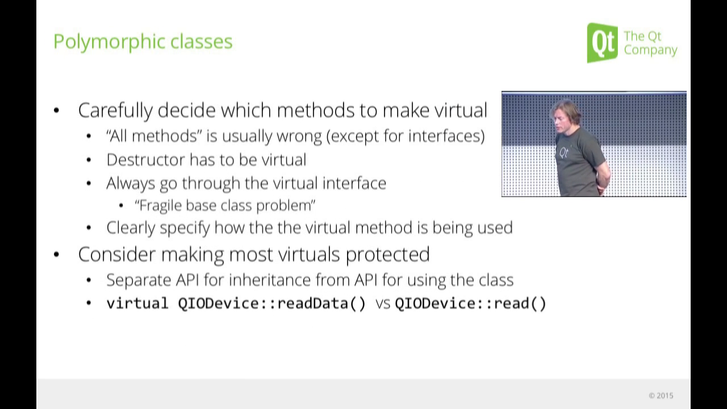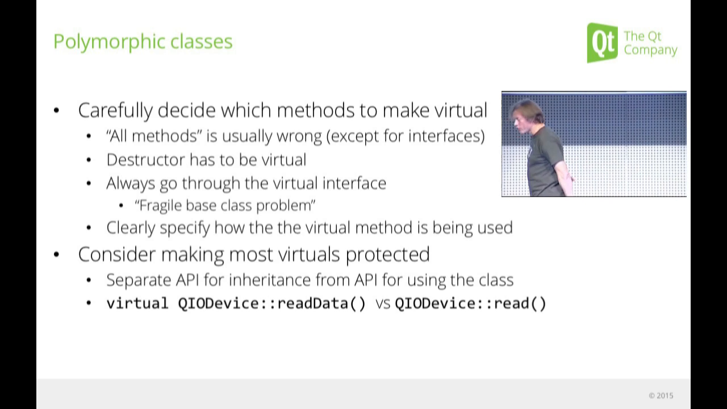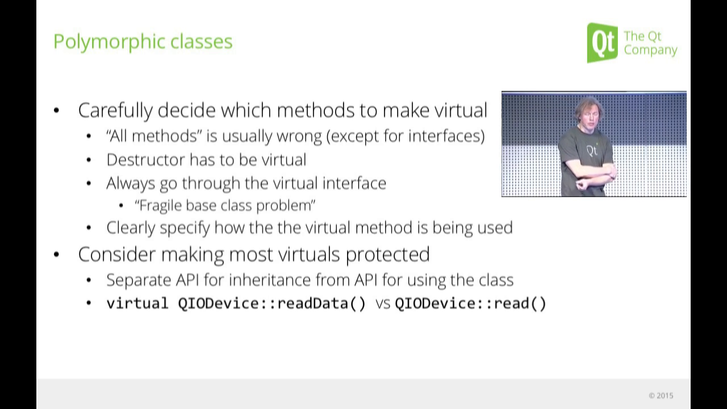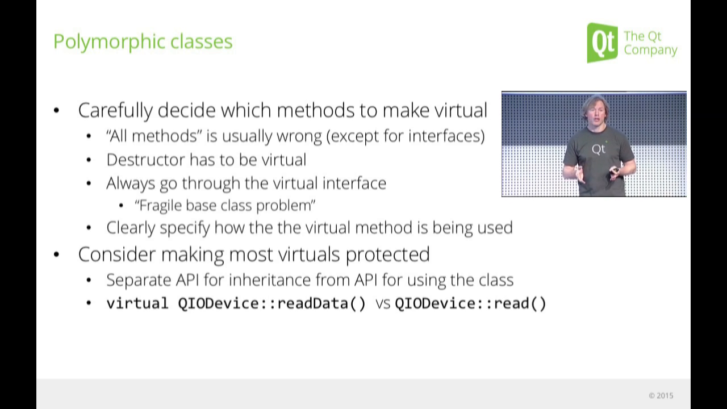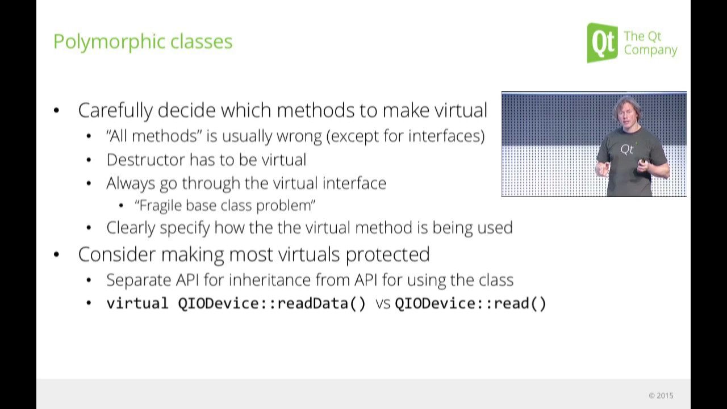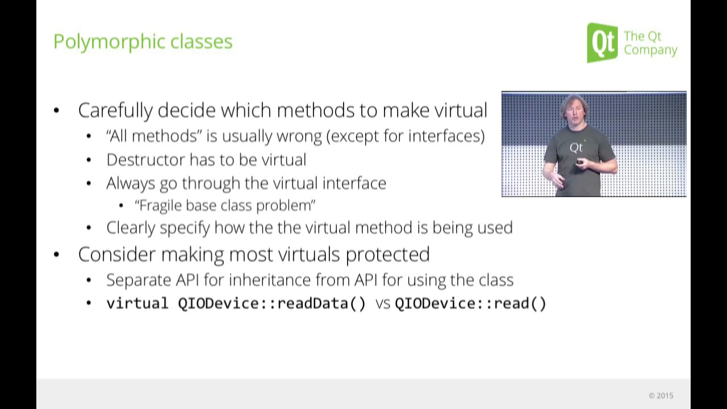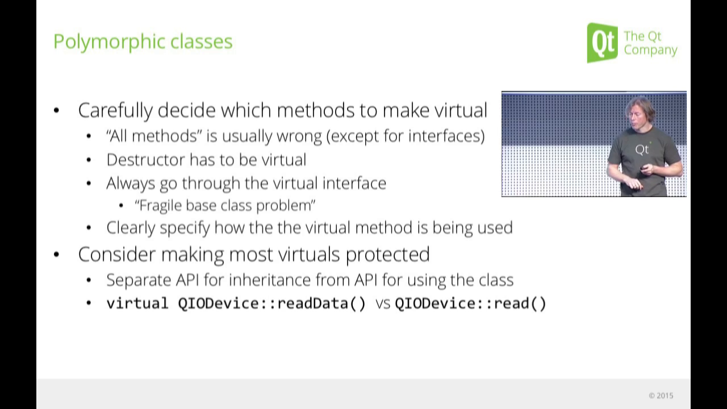In polymorphic classes, you have virtual functions, and things tend usually to get a little bit more complex there. The first thing to do is carefully decide which methods you want to make virtual. Of course, all methods is usually the wrong answer unless you're really dealing with pure interfaces. So pure virtual classes where everything's an interface, that's different. But otherwise, for most other concrete classes that also partially have an implementation, making everything virtual just because somebody could be using it is the wrong answer, because often it will not work.